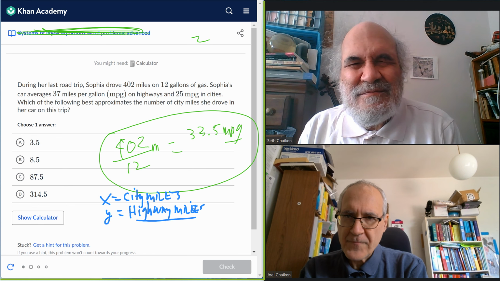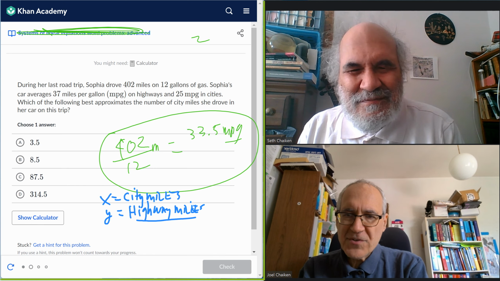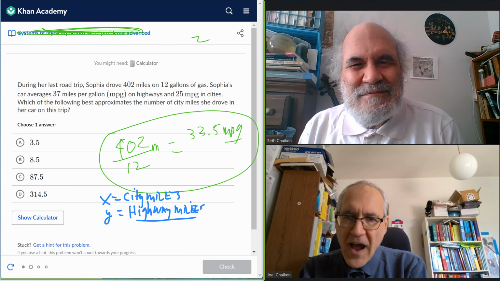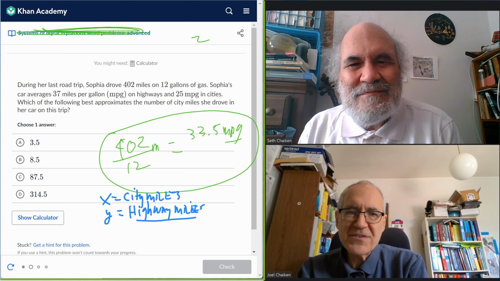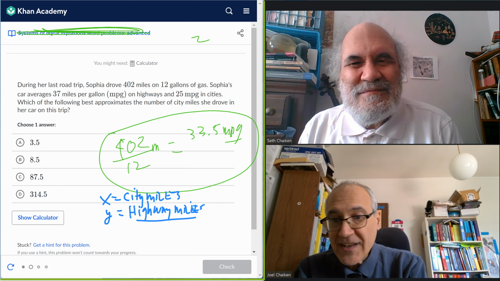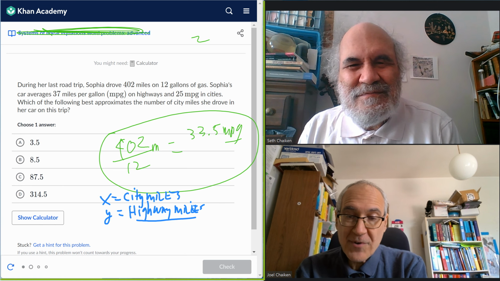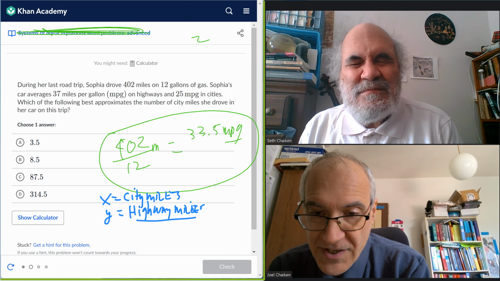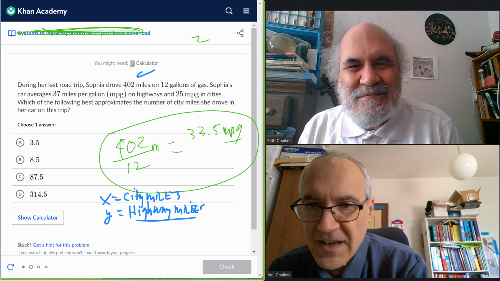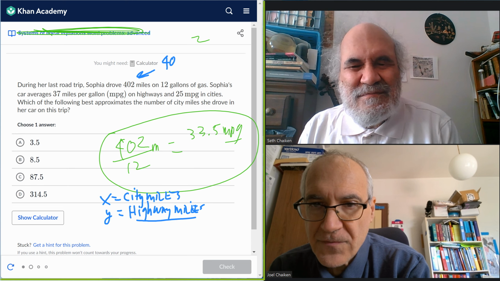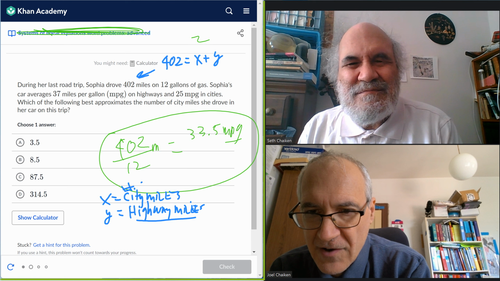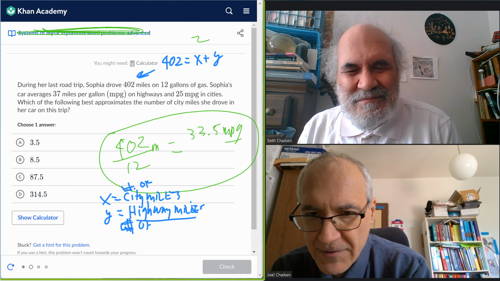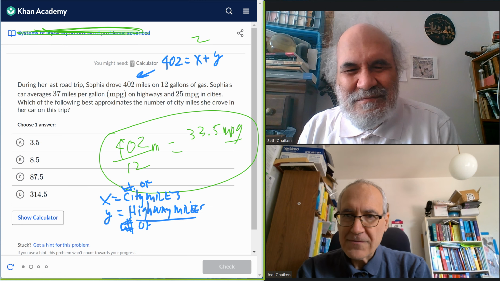I already know this is a linear equation algebra problem. So going in, I knew this was the approach you would have to take. These are the two unknowns: city miles, highway miles. We know that they add up to 402. So 402 is equal to x plus y. This is really the number of highway miles.